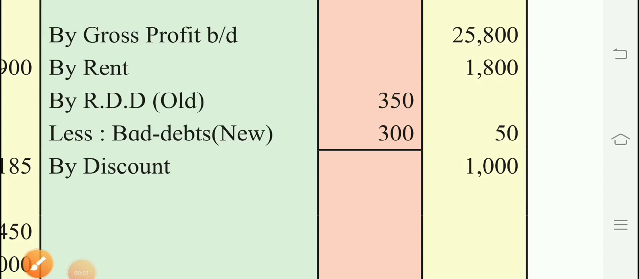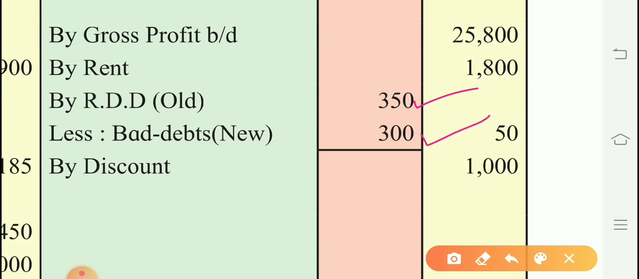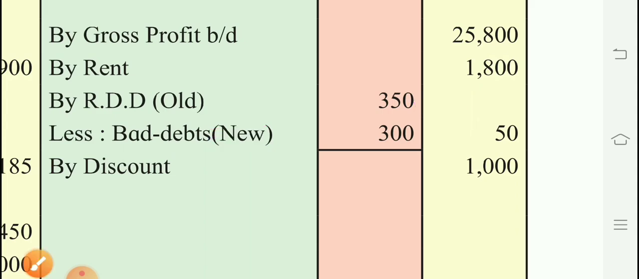Now look at the credit side of profit and loss account. By rent 1,800. By RDD old 350. See, just to avoid the minus figures, instead of writing the item on debit side we have written it on credit side of profit and loss account. From old RDD of rupees 350 we deducted old bad debts. Actually these are not new bad debts, these are the old bad debts. Printing mistake is there, so we deducted old bad debts from old RDD. By this way on outer column the amount is 50 now. Then by discount rupees 1,000.